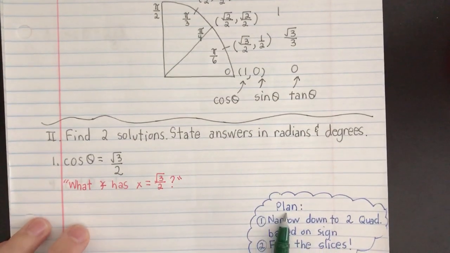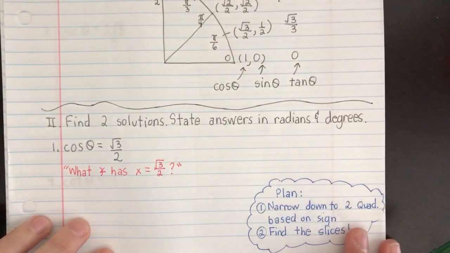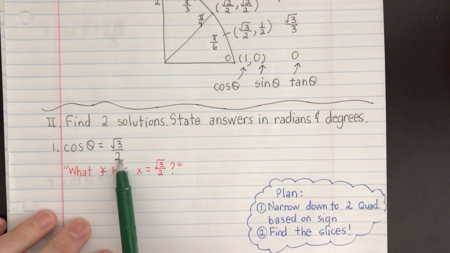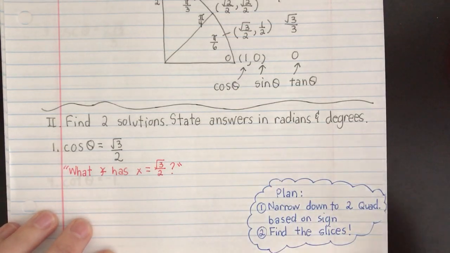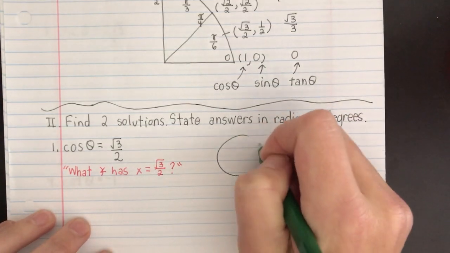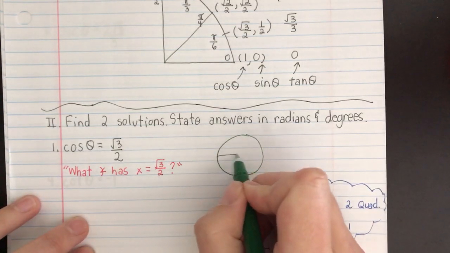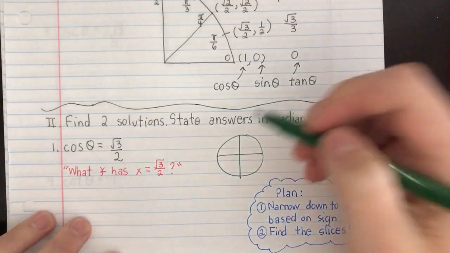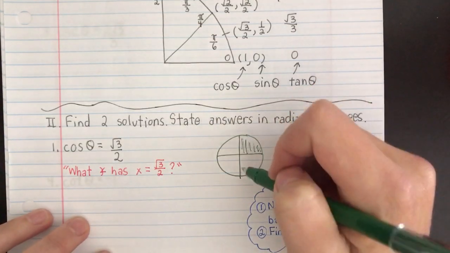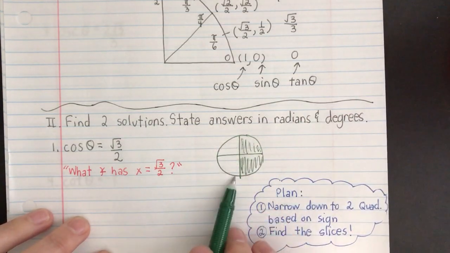Okay, so here's our plan to narrow it down. Narrow it down to 2 quadrants based on the sign. We know the sign is positive. Then find the slices. So when we're thinking about this, what quadrants could we be talking about? The x value is square root of 3 over 2. That means my x value is positive. That could only be the first quadrant or the fourth quadrant.